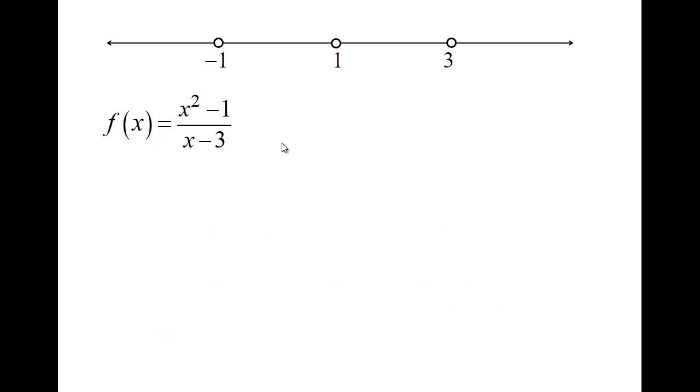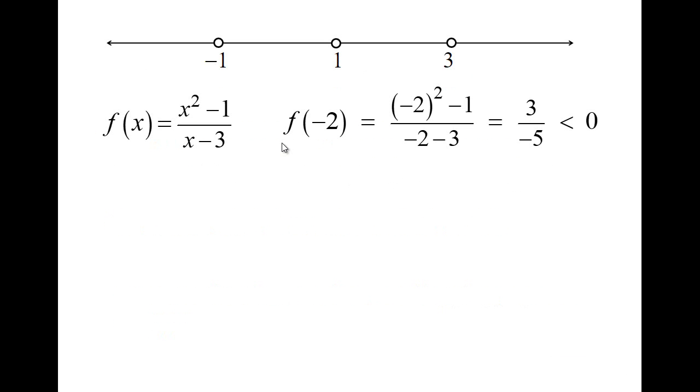So this is the function f, and let's figure out the sign of f at, let's say, -2. F of -2 would be -2 squared minus 1 over -2 minus 3, which is 3 over -5, which is negative. F has no zeros on the left side of -1, and therefore f doesn't change sign on the left of -1. Since it is negative at a point, it's got to be negative throughout this interval from -infinity to -1. So we just do the same thing in each of these intervals now.